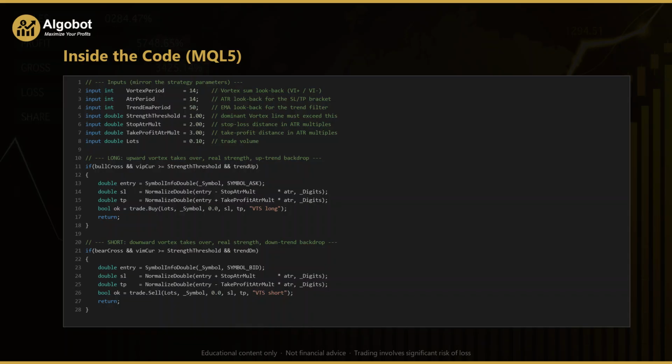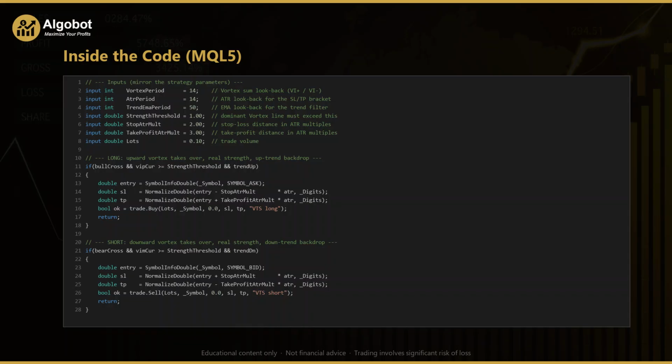The short block is a direct mirror. The condition checks for a bear cross, that VI- is at or above the strength threshold, and that trend down is true. Here the entry is the bid price. The stop loss sits above the entry, at entry plus the stop multiple times ATR, and the take profit sits below, at entry minus the profit multiple times ATR. Then it calls trade.sell with the same bracket logic.